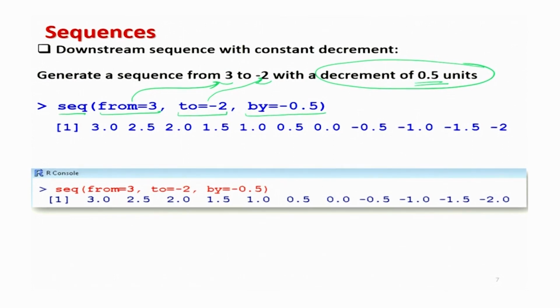The sequence will start from 3 and then it will be 3 minus 0.5, which comes out as 2.5, and then once again 2.5 minus 0.5 gives 2, then 1.5 will become 2 minus 0.5, and so on. And this will continue until you reach the value -2, which is here. And if you try to do it in the R console, you will get this type of screenshot.